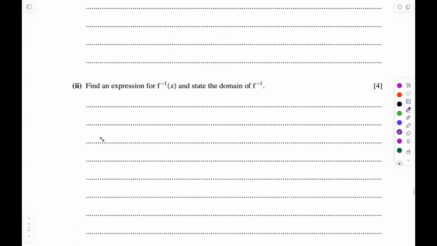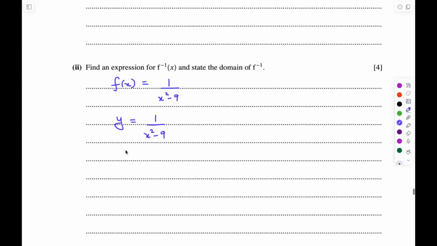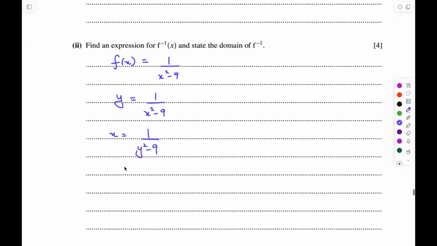In part 2, we have to find an expression for f inverse and state the domain of f inverse. So f of x was equals to 1 upon x squared minus 9. To find f inverse, we'll first write y in place of f of x. So that will be y equals to 1 upon x squared minus 9. Now exchanging the values of x and y, we will get x equals to 1 upon y squared minus 9.